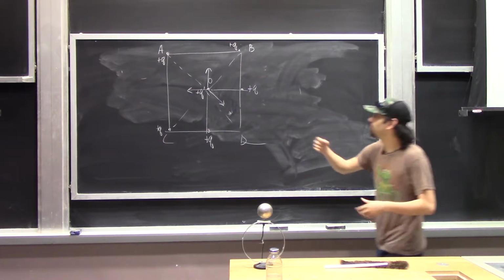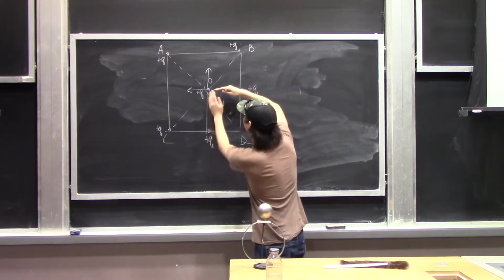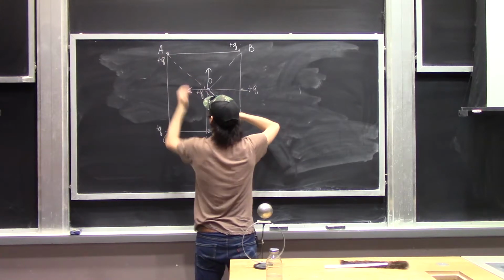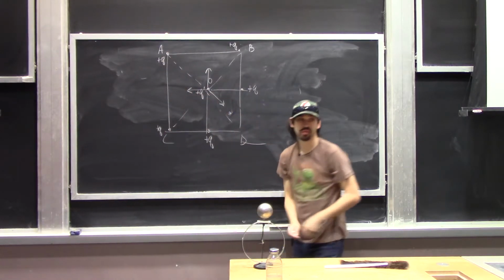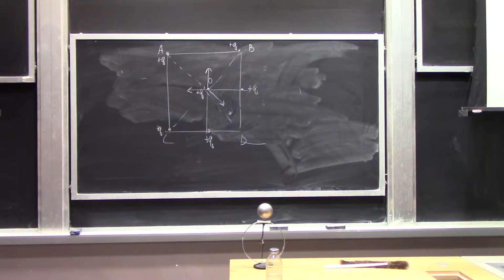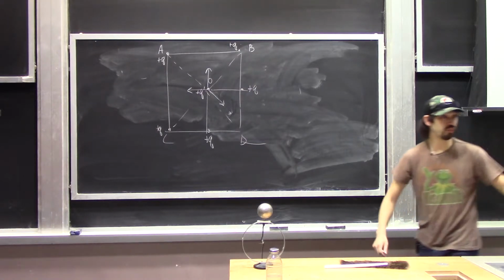Why would it be one way or the other? Why would this be stronger than this, or why would this be stronger than these two? What are our thoughts? Yeah. So would the two on the side and the bottom be stronger because there's a shorter distance between them? Right. So that's one part and one way to think about it.